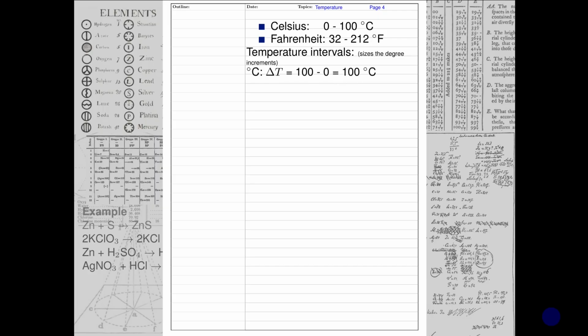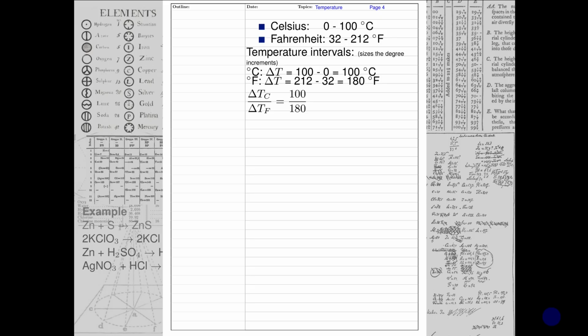On the Celsius scale, the change in temperature is 100 minus 0, or 100 degrees Celsius, meaning that the interval between the freezing and boiling points is divided into 100 equal increments. And these increments can be thought of as the degree size. On the Fahrenheit scale, the change in temperature is 212 minus 32, or 180 degrees Fahrenheit, meaning that the interval between the freezing and boiling points is divided into 180 equal increments.